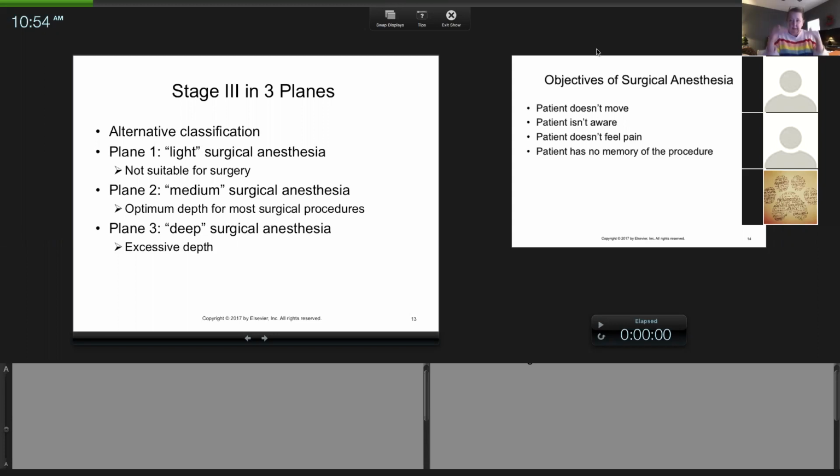So hopefully we get to stage 3. There's stage 3 plane 1, which is light, stage 3 plane 2, which is where you want to be, which is surgical. Stage 3 plane 3 is your deep. And when you get much past that, we're in overdose level. We have to do something to get the patient out.